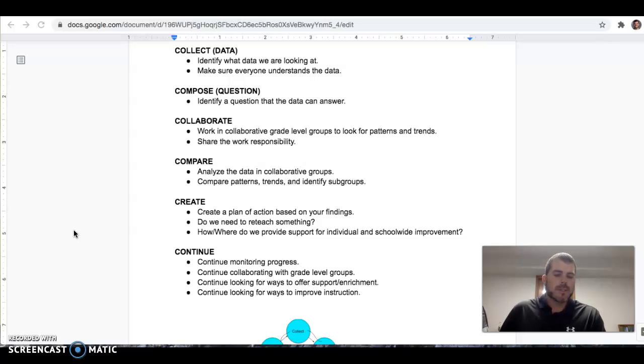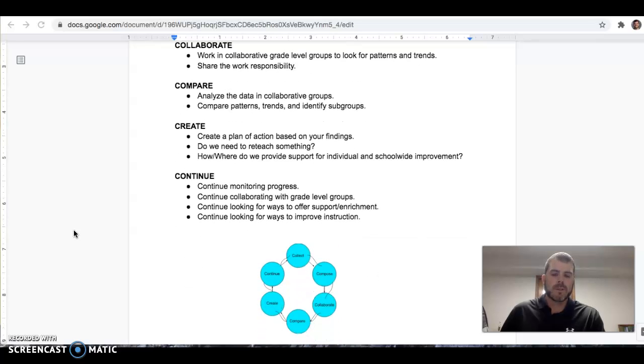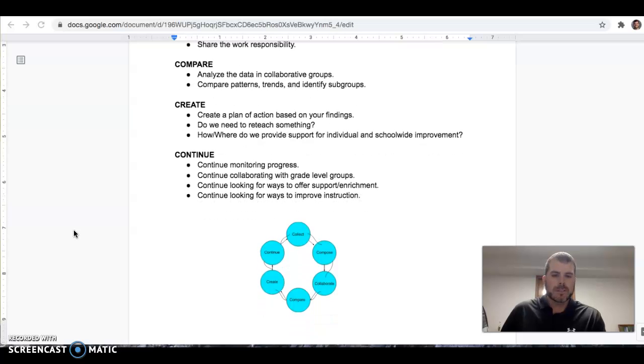Do we need to reteach something? Or how and where do we need to provide support for individual and school-wide improvement? And last, we're going to continue. We're going to continue monitoring progress, collaborating with grade level groups, looking for ways to offer support and enrichment, and for ways to improve instruction. Here's a little graphic I've put together to kind of show the continuous process.